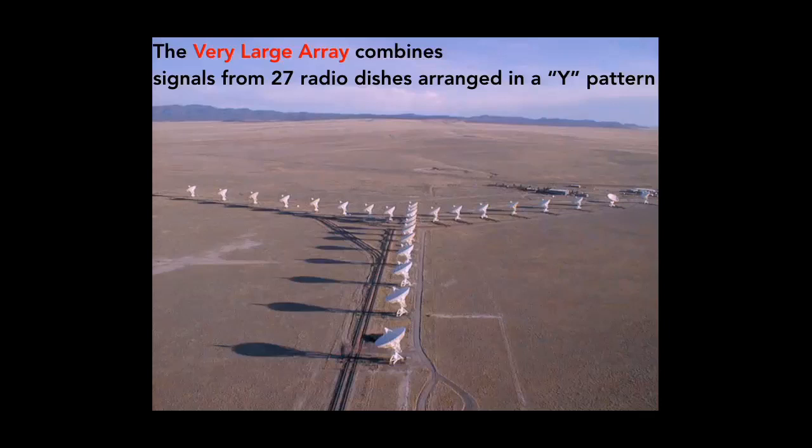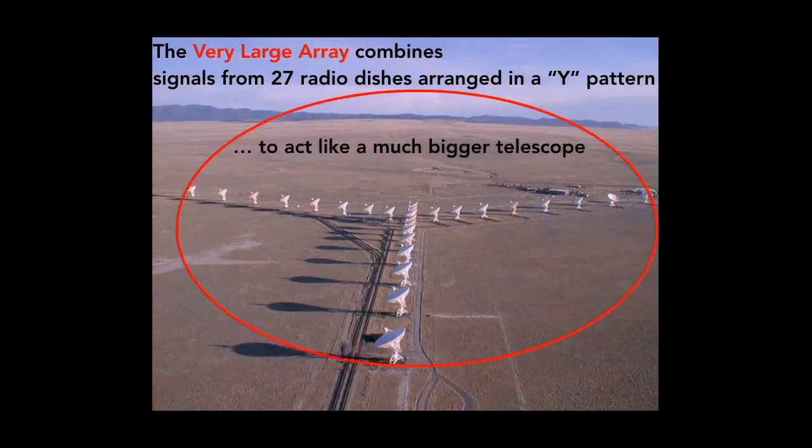And here's an aerial view. The Very Large Array consists of these 27 radio dishes. And together, you can combine their signals to act like a much bigger telescope. What that gives you is much, much finer resolution. You can see much smaller details on the sky. And this has been one of the most productive instruments in the history of astronomy.